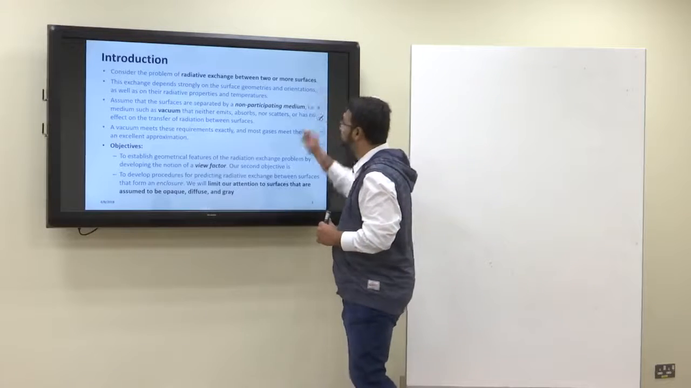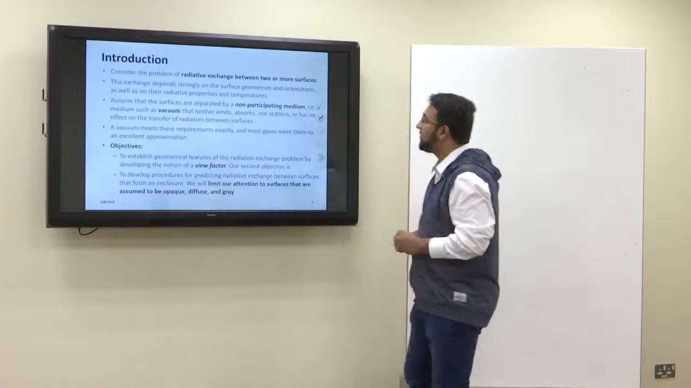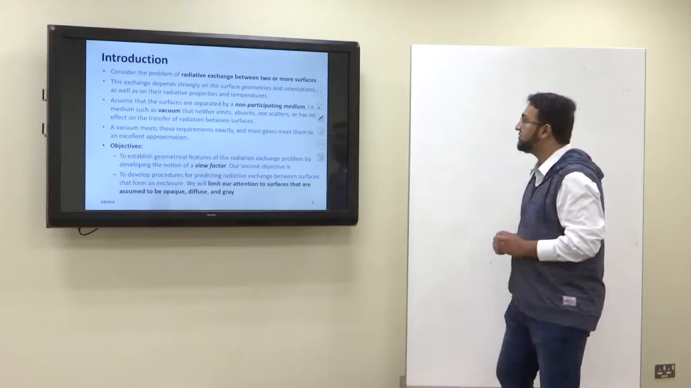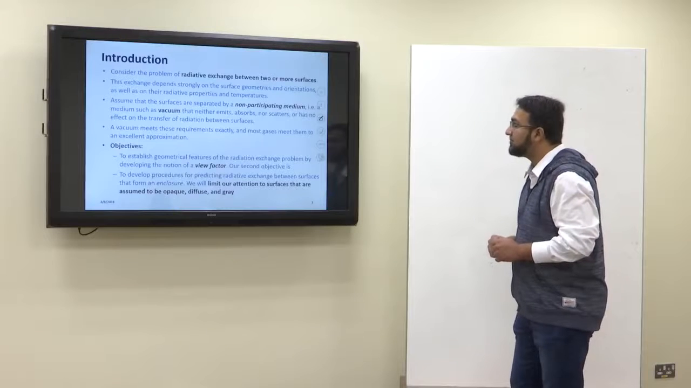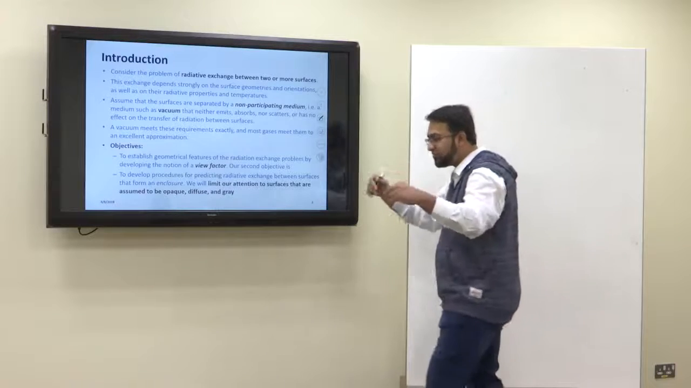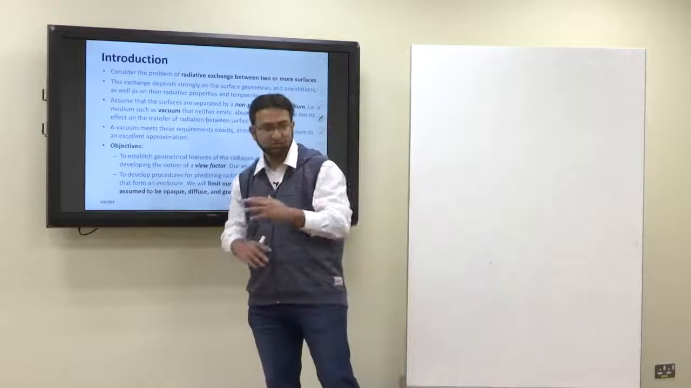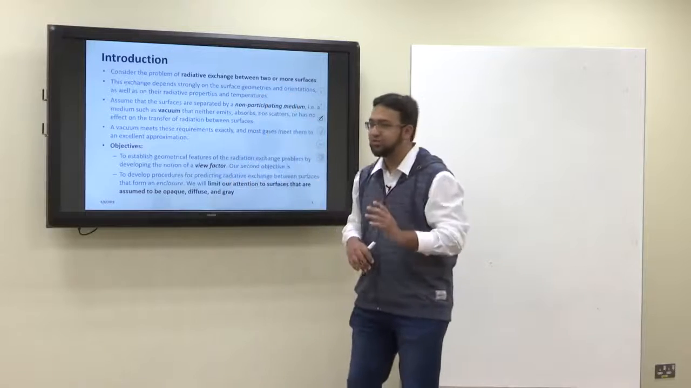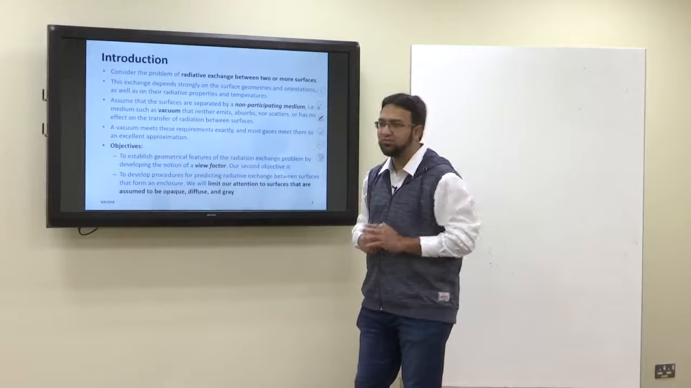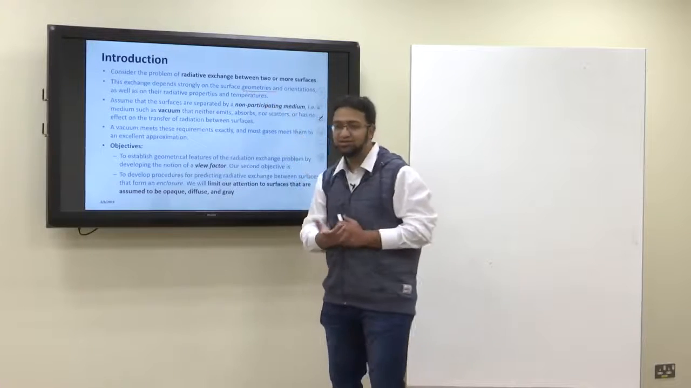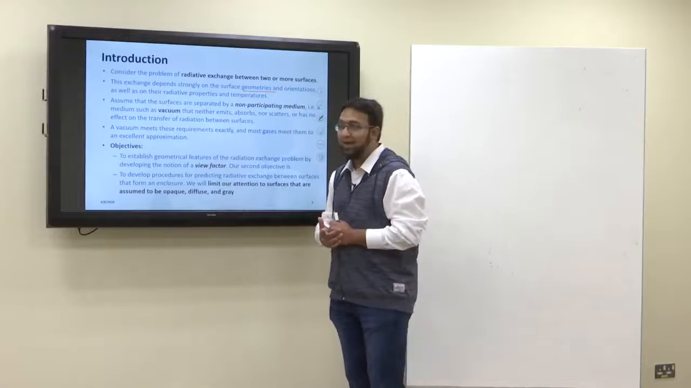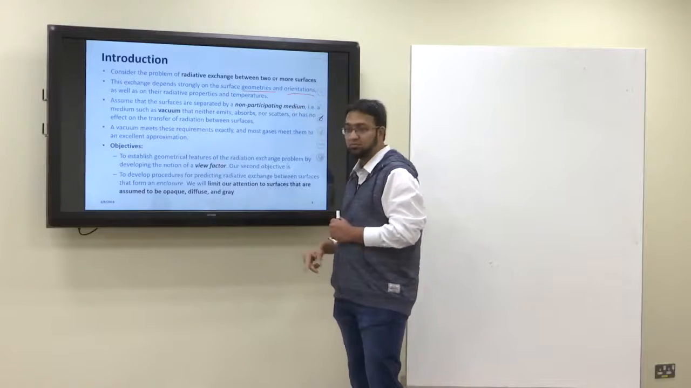Well, let's study. Consider the problem of radiation exchange between two or more surfaces. This exchange depends strongly on the surface geometries and orientation. So we have bodies which are exchanging radiation, and this exchange of radiation is hugely dependent upon the geometry of the body, what kind of body it is, and their orientation.